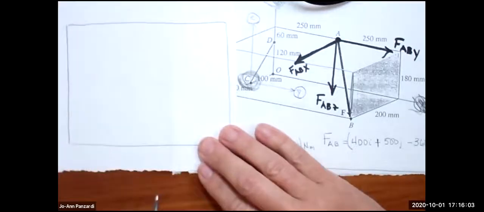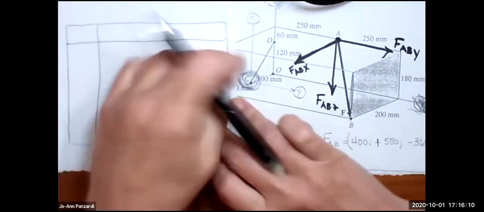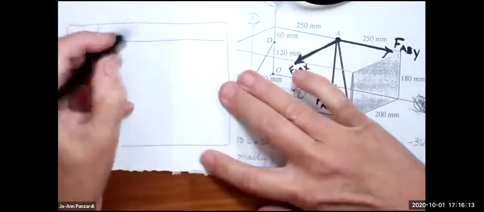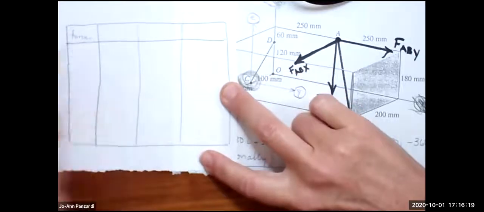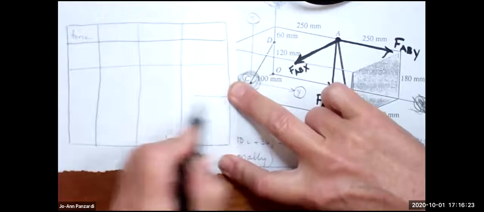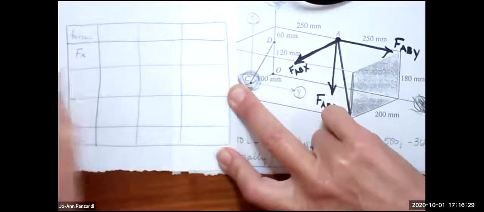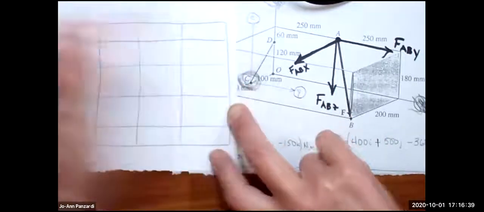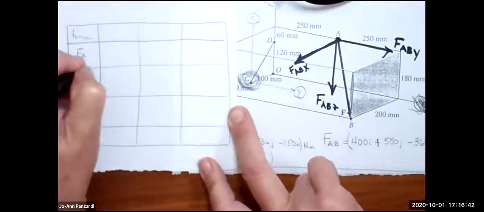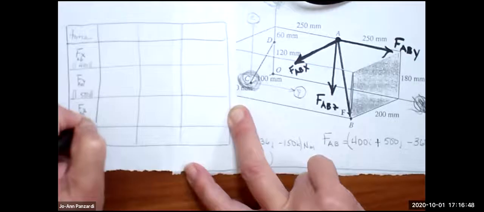Good? Yeah, looks good. So whenever we make tables, and you guys, you're in materials, you'll make a lot of tables. But we're starting to make tables in statics now. In the first column is force. And I have a force in the X, a force in the Y, and a force in the Z. And it's ABX, ABY, ABZ. The absolute value of the force in the X is 400. The absolute value of the force in the Y is 500. And the absolute value of the force in the Z is 360.